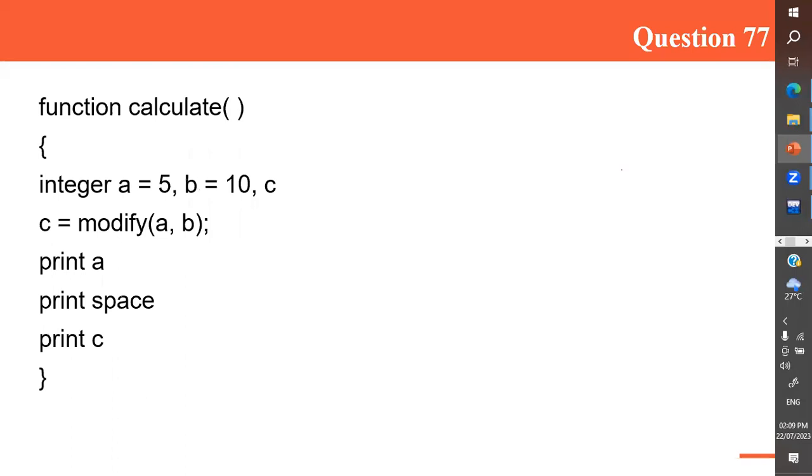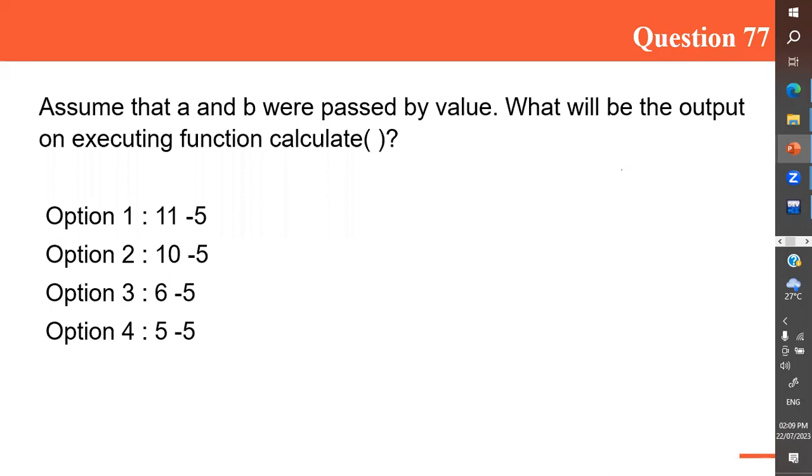Next, let's see here. We have a function calculate with a and b. Then we are calling the function modify inside that with a and b. After that we are printing a and c. But just see the remaining also. We'll come back again. Assume that a and b are passed by value. I hope you know what pass by value and pass by reference are. Pass by value means we pass the variables directly. Pass by reference means we pass the address of the actual variables.